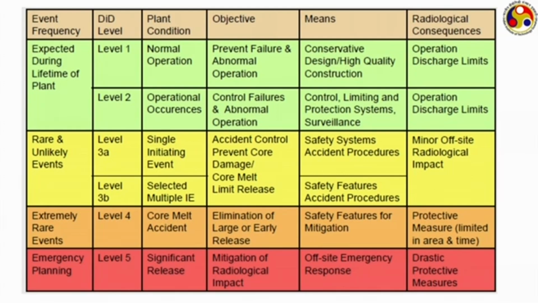Extremely rare event, the level 4 event, results in melting of the core material, and extremely large or early protective measures, limited in area and time, need to be provided, because these are long term effects, and enough safety features need to be ensured. And finally, the emergency planning, which suits the level 5, it leads to significant release of radioactivity to the surrounding areas, and mitigation of radiological impact is generally the objective of this particular level, and drastic protective measures are essential.